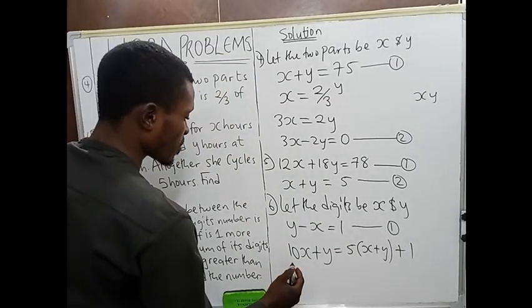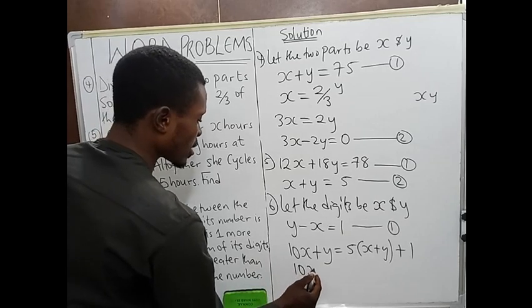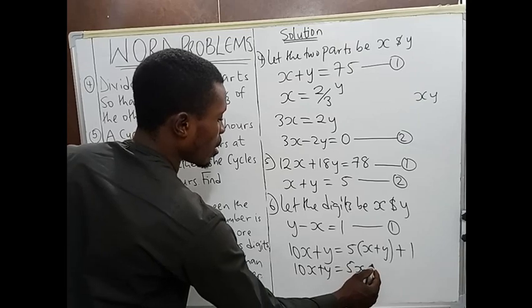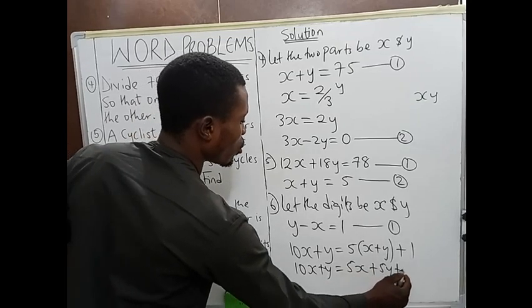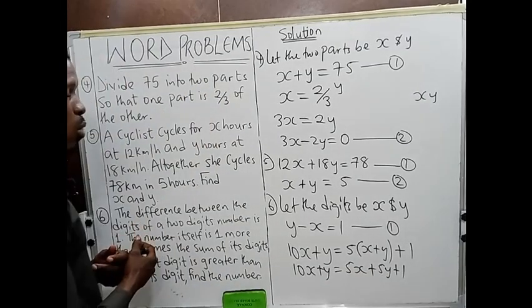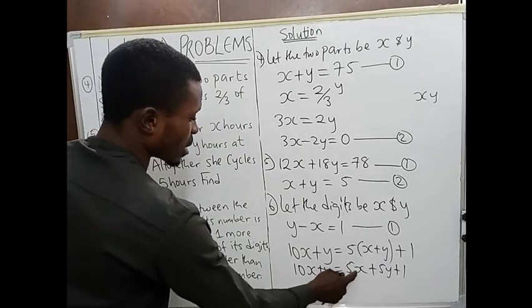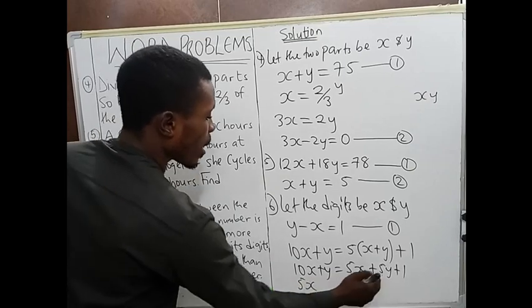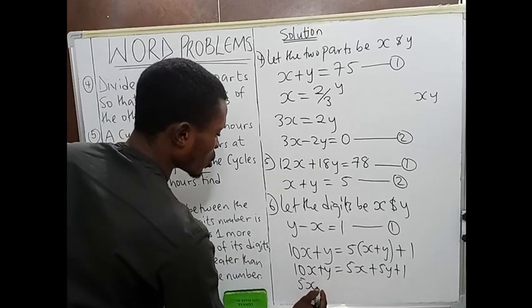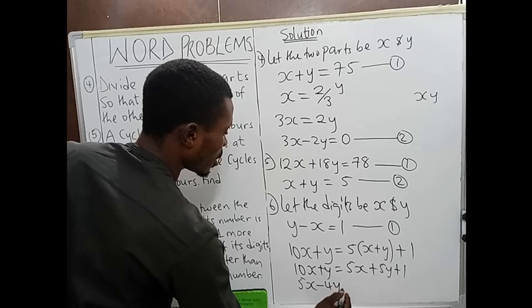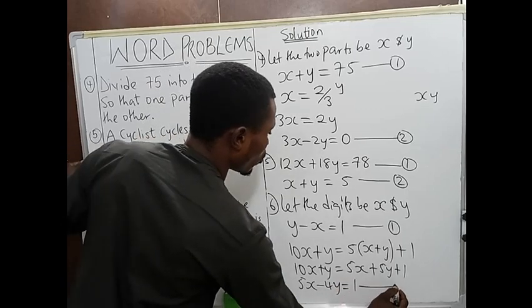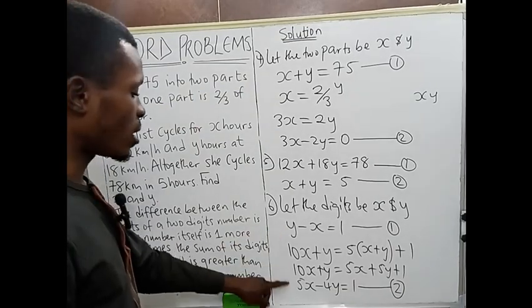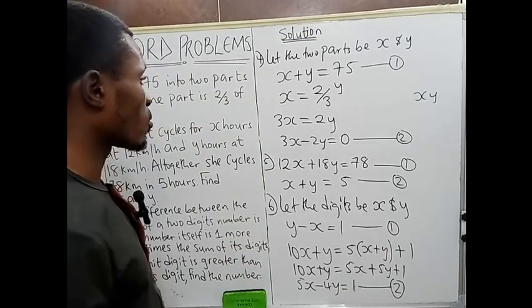So let us simplify. We're going to have 10x plus y equals what? 5x plus 5y plus 1. Right? When we rearrange, we're going to have 10x minus 5x to give us what? 5x. Y minus 5y to give us what? Minus 4y equals 1, equation what? 2. And this gives the linear equations, equation 1, equation 2. Now we'll move to the next set of questions.